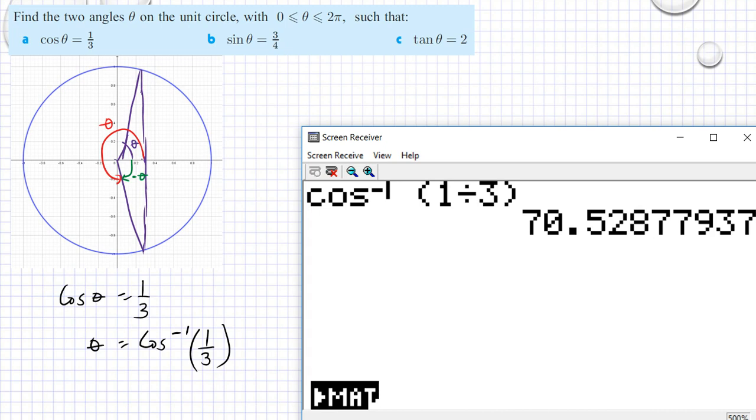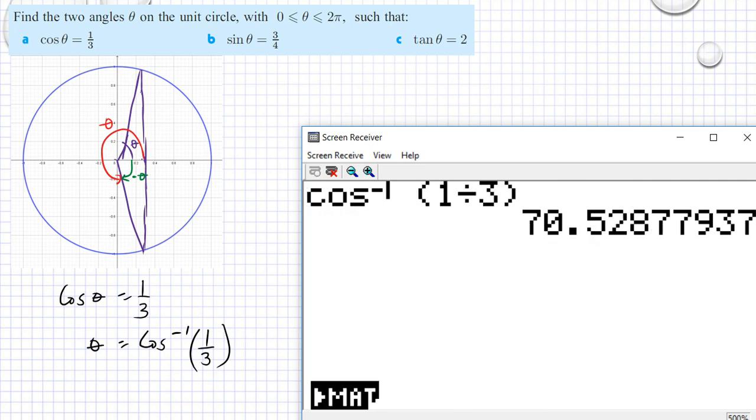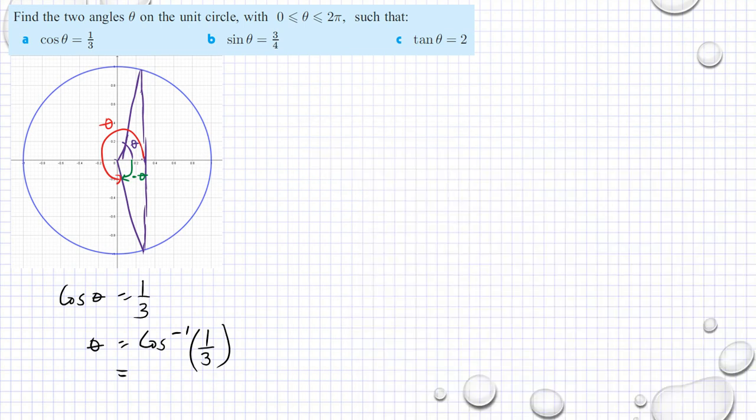And that is in degrees. I don't know why, because I already put that in radians. I'm going to put mine in radians. That's still degrees. Now in radians. Okay. Then you have 1.23 radians. So our theta is 1.23 radians.